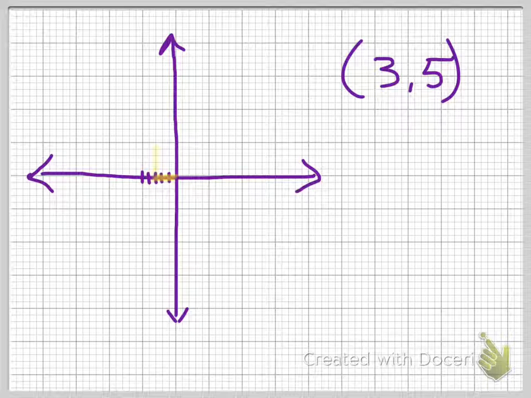But didn't we just do that on the negative side? We did. You're so smart. All right, here we go. Not really.